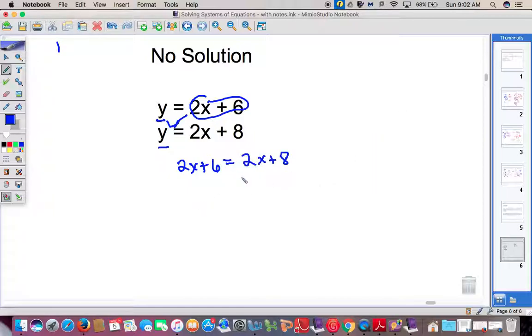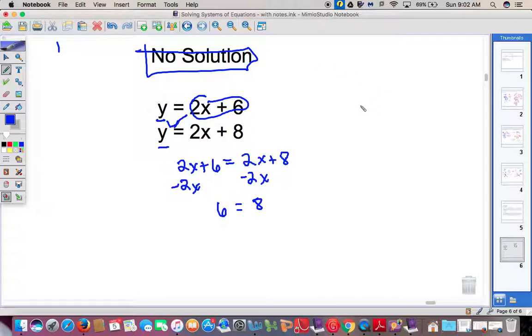If I subtract 2x from each side here in hopes to get all my variables on one side of my equation, I'm left with 6 equals 8. Well, 6 doesn't equal 8. That's not a possibility. Because this is an untrue statement, there is no solution here at all.